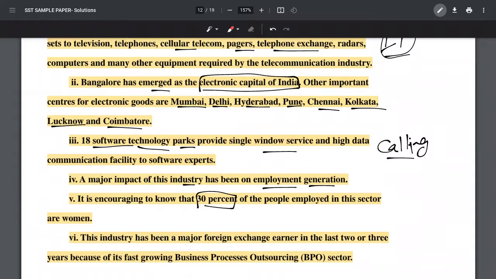So it's not that only men are doing this work. Out of the total workforce, 30% are women. They are also working for IT. This industry has also been a very good and major foreign exchange earner in the last 2 or 3 years because of the very fast growing BPO sector, that is the business process outsourcing sector, isn't it? That's why IT and electronic sectors are the ones through which we can connect with other countries, and foreign exchange is done super easily.